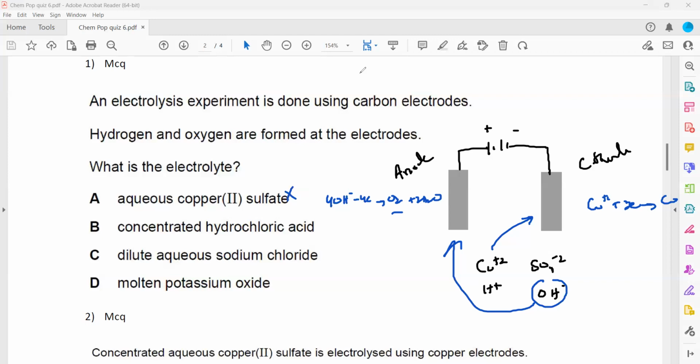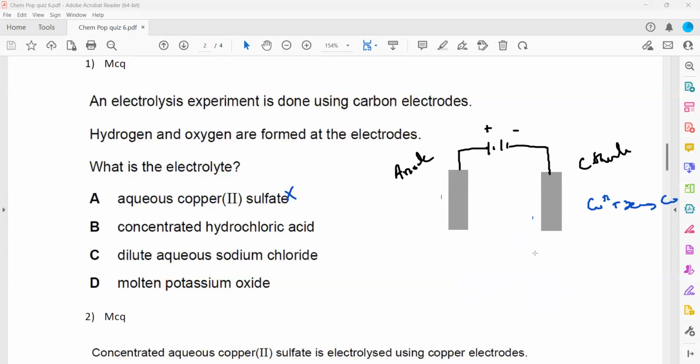If you are doing electrolysis of concentrated hydrochloric acid, which contains hydrogen ion, chloride ion, and hydroxide ion. Because it's a positive ion, hydrogen will move. But for the negative ion, we check the amount, because it is concentrated. It means it has more Cl than OH. So then chlorine will move. So here at the anode we'll have chlorine, and at the cathode we'll have hydrogen. So this cannot be the answer.